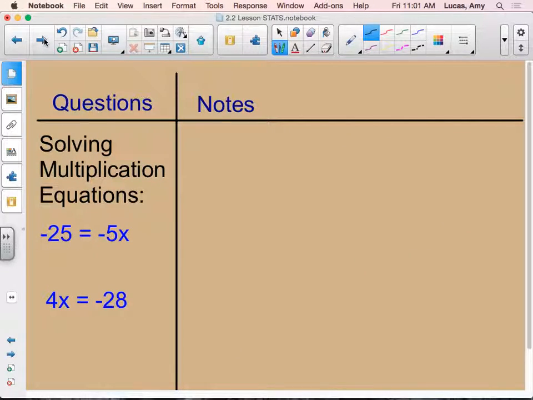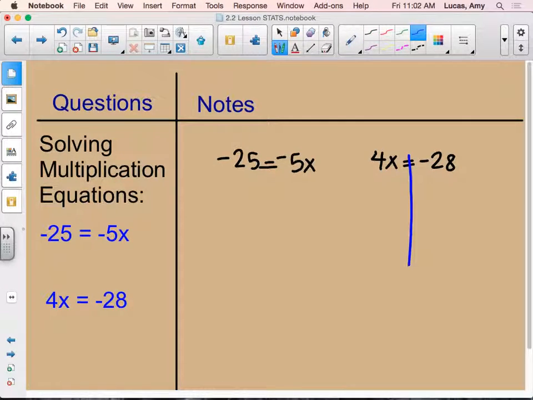Next up, we have multiplication equations. The first one, -25 equals -5x. Second one, 4x equals -28. The inverse of multiplying is dividing. The only thing to remember on these that's a little tricky is that you're going to divide by exactly what coefficient number is in front of x. So if it's a -5, then you're dividing by -5. If it's a 4, you're dividing by 4. So just be careful and make sure that whatever sign is on that coefficient comes with it when you divide.